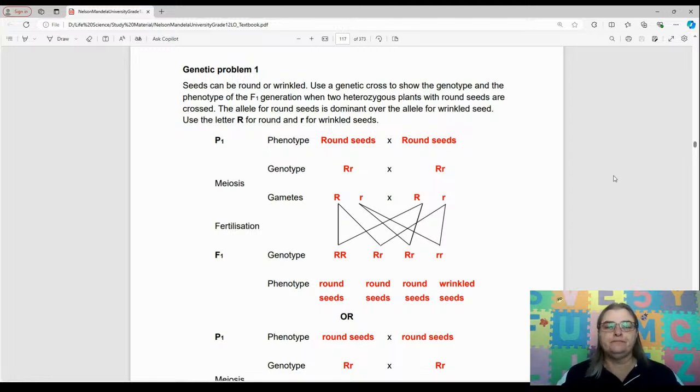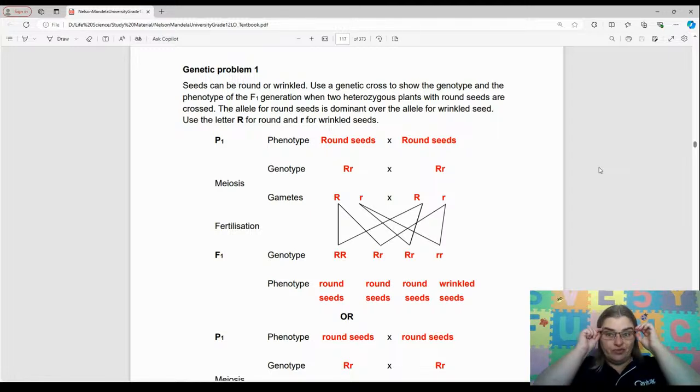Okay. So in this example, the allele for round seeds is dominant over the allele for wrinkled seeds, which means it tends to happen more and come out more. They use the capital letter R for round to show it's dominant, and the small r for the wrinkled seeds because they are the recessive.